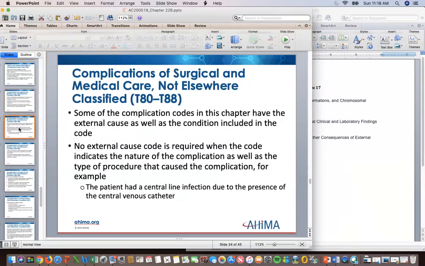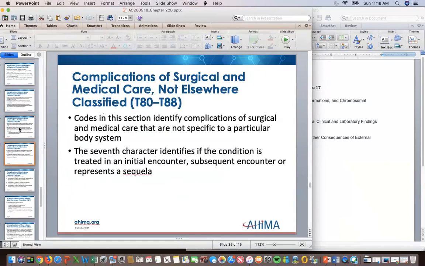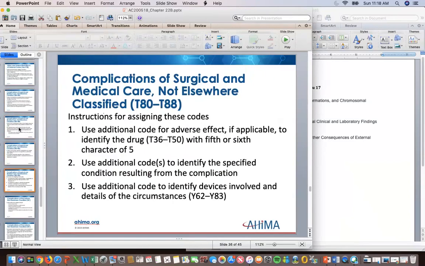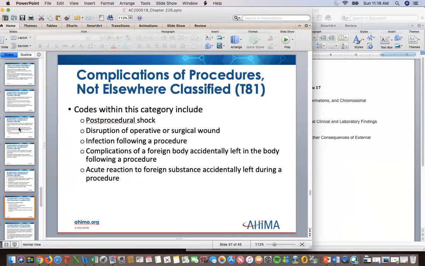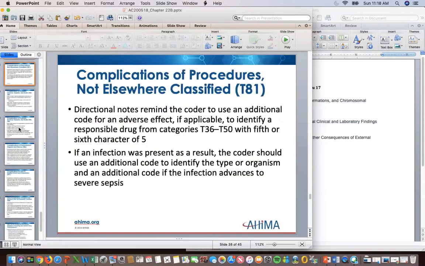Okay. Some of the complications in this chapter have the external causes as well as the condition included in the code. So again, think about that. A patient had a central lung infection due to the presence of that central venous catheter. So again, you will have a seventh character that indicates if the condition is treated in the initial setting, subsequent, or is it a sequela of that? Codes within the category include post-procedural shock, disruption of operative or surgical wound, infection following procedures, complications of foreign body, and acute reaction to a foreign substance accidentally left.